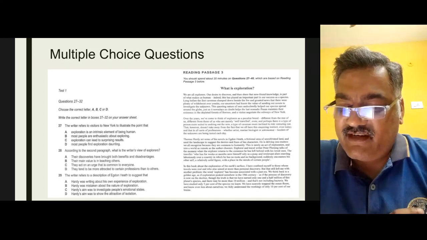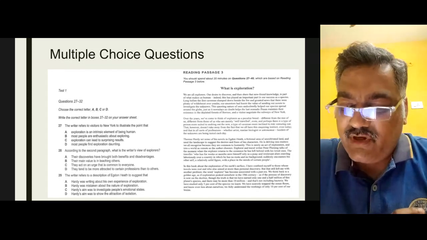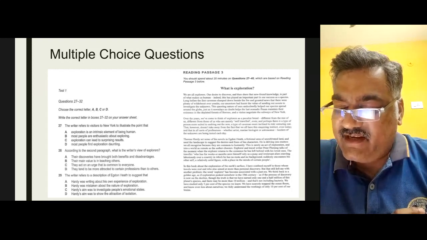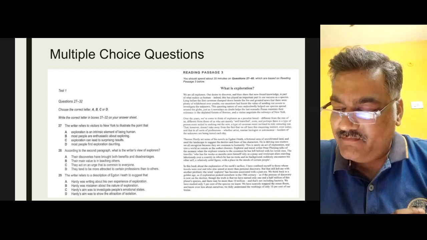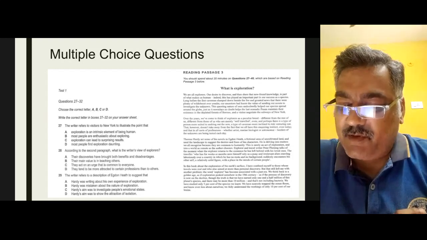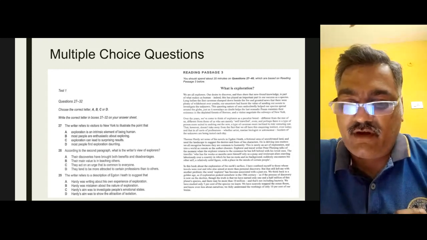The question is, the writer refers to visitors to New York to illustrate the point that exploration is an intrinsic element of being human. Most people are enthusiastic about exploring. Exploration can lead to surprising results. Most people find exploration daunting.